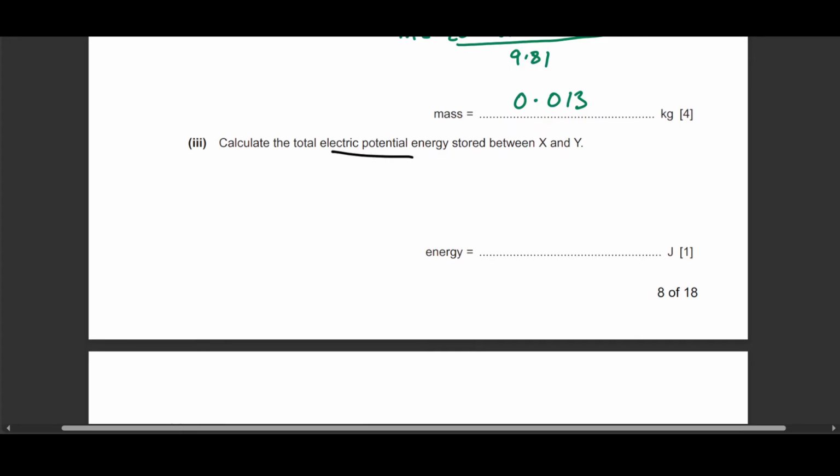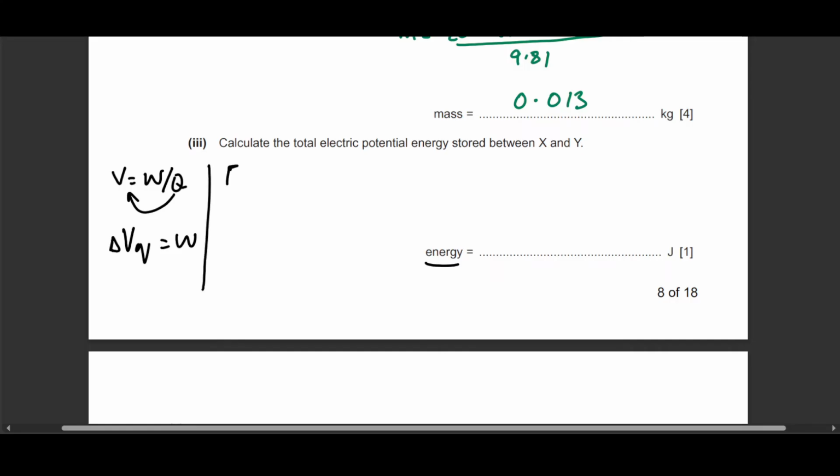The total electric potential between X and Y. Very easy question. So potential is voltage, which equals work done by charge. Since it's asking about potential energy, I have to take the Q over there. So this becomes V or delta V multiplied by Q equals work done, or equals energy.